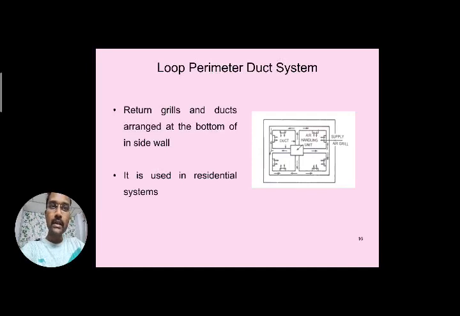So return grills and ducts are arranged at the bottom of the side walls. After distributing, at the bottom of the room, a different duct system is provided for the return air. It is used mostly in residential systems.